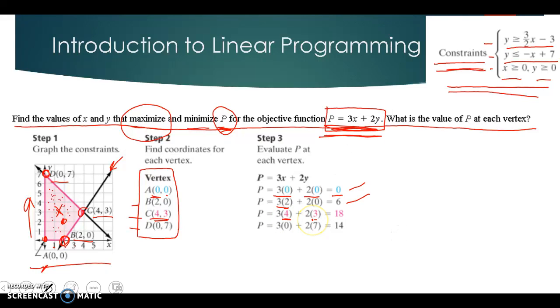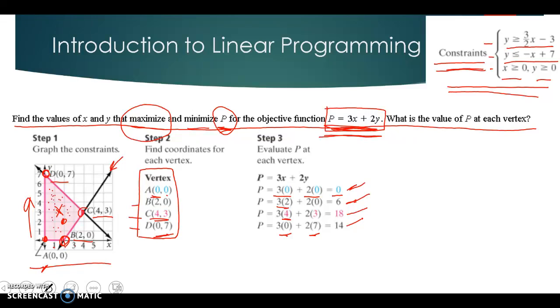3 times 4 is 12, 2 times 3 is 6, and if I add those together I get 18. So that would give me a profit of 18. That's better than a profit of 6. It's definitely better than a profit of 0. Then I would test my last point, where I wouldn't plug in any x's, and I would plug in 7 of whatever the y represents. And that would give me 3 times 0 is 0, 2 times 7 is 14. That would give me a profit of 14.